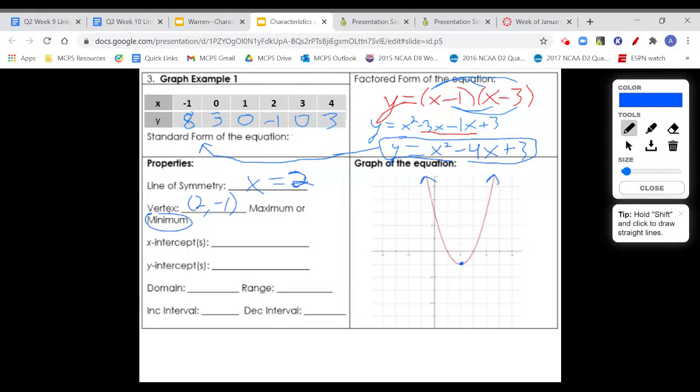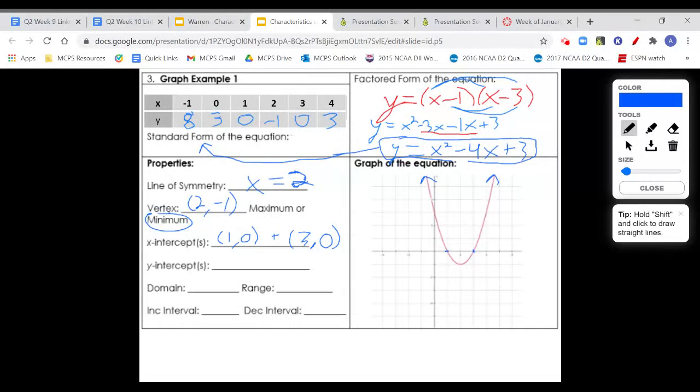Now it is time for x-intercepts and y-intercepts. So x-intercepts are where my function crosses the x-axis. So I'm literally just going to draw in a dot at the two places where it intersects the x-axis. And it looks like the first one, the one on the left, has an x value of 1. And because we're on the x-axis, my y value is 0. And then my other one, it looks like my x value is 3. And again, my y value is 0 because I'm right on the x-axis.